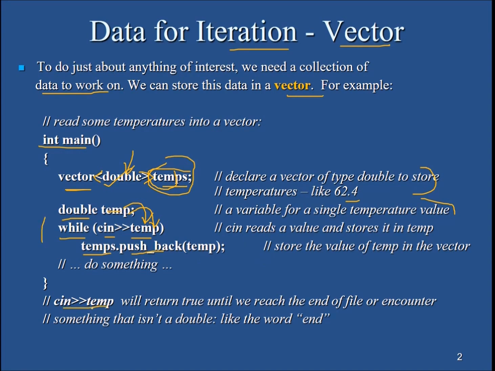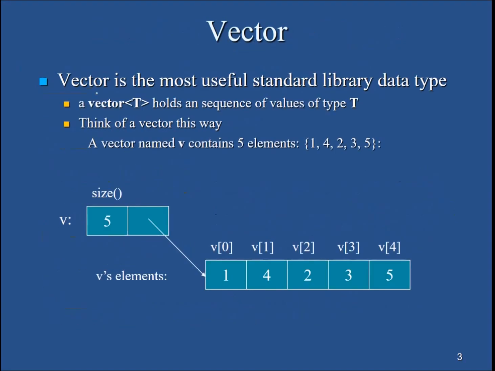Please notice cin temp will return true until we reach the end of the file or encounter something that isn't a double, like the word end or anything which is not the type which is expected. So vector is the most useful standard library data type, and a vector of this form holds a sequence of values of type T. So any type T, this capital T is generally used to denote the data type. So think of a vector in these terms, a vector which is named V.